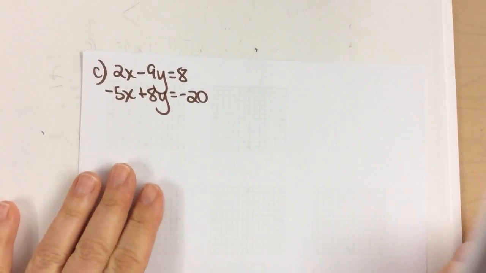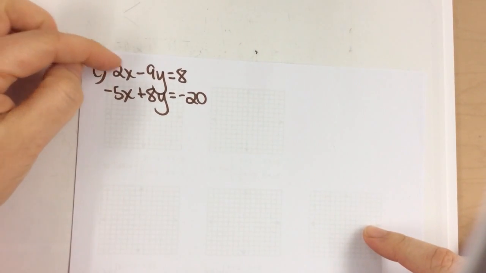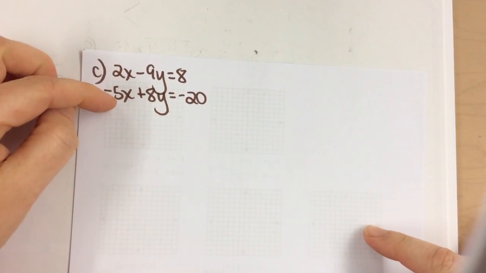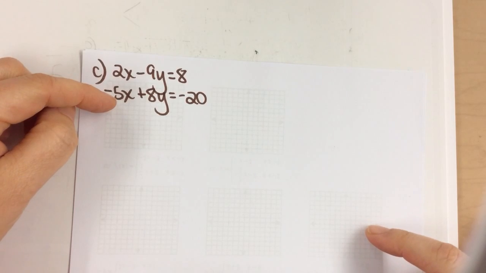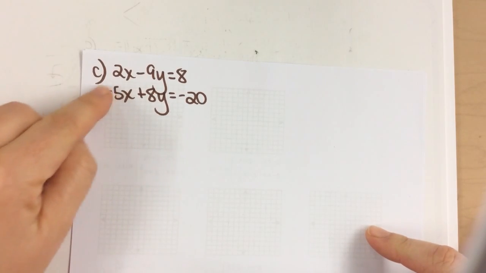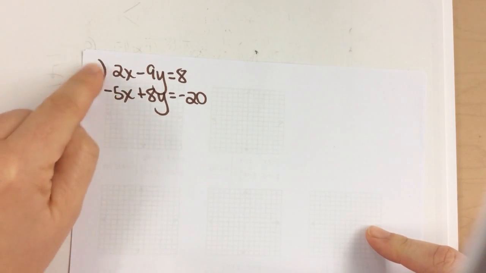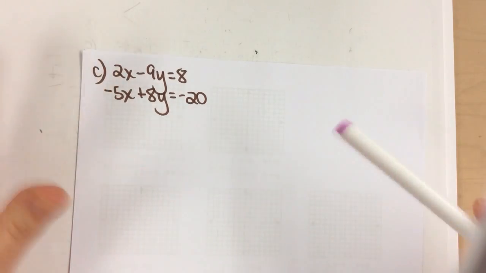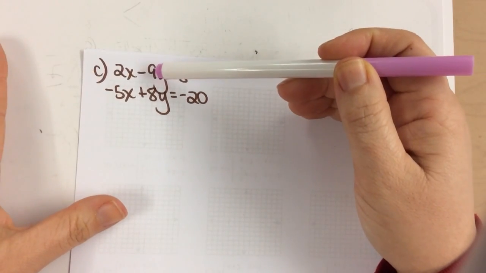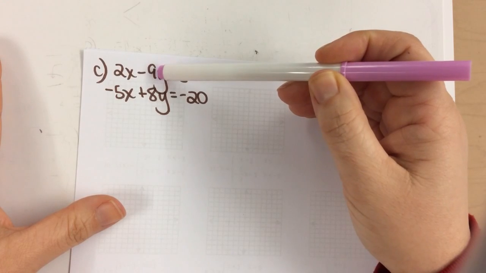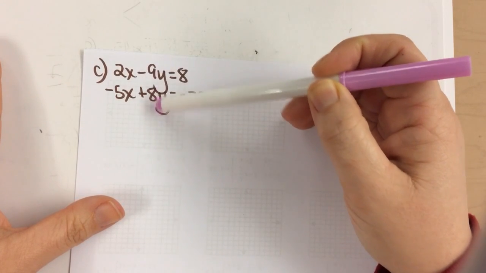On the next example, there's nothing I can multiply this by to make it a positive 5, so it would go away with this. And there's nothing I can multiply this by to make it a negative 2, so that it would cancel out with that. Same thing with the y's. There's nothing I could do here to make this a negative 8, so that these would cancel.